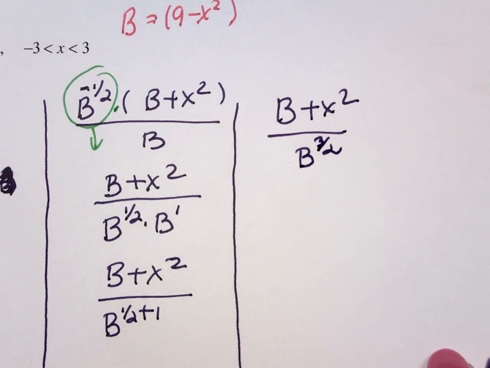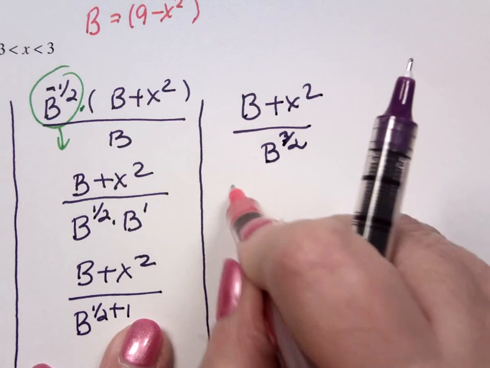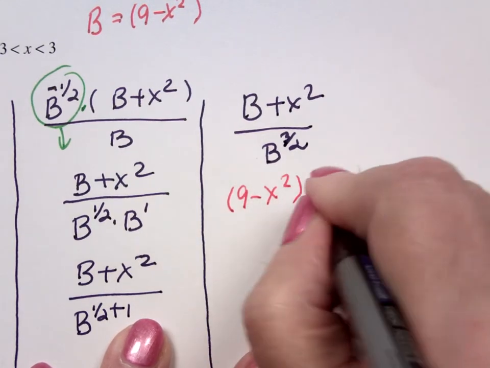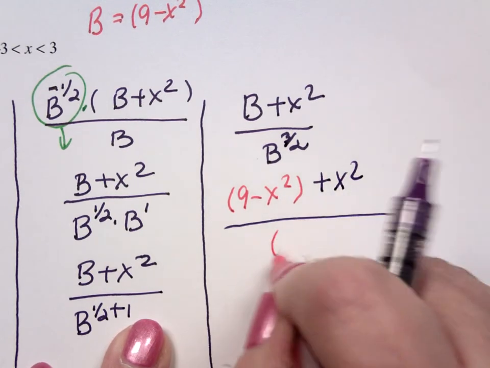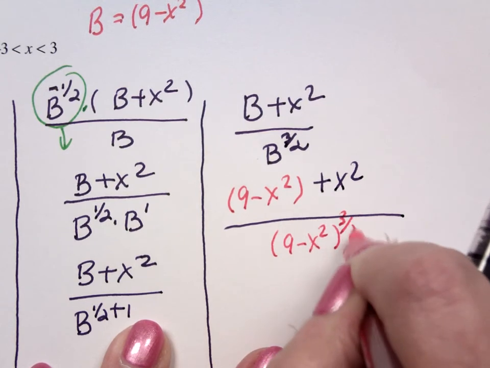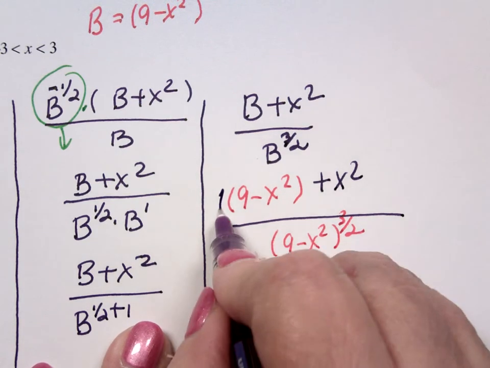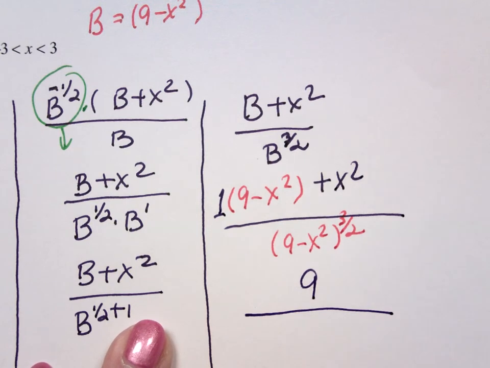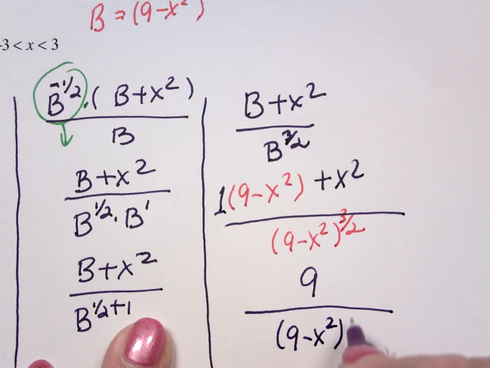Now I'm not interested in b. Again, I'm interested in x, so b is 9 minus x squared plus x squared over 9 minus x squared to the 3/2. So there's a 1 in front of here, so I don't need the parentheses. I end up with 9 over 9 minus x squared to the 3/2.